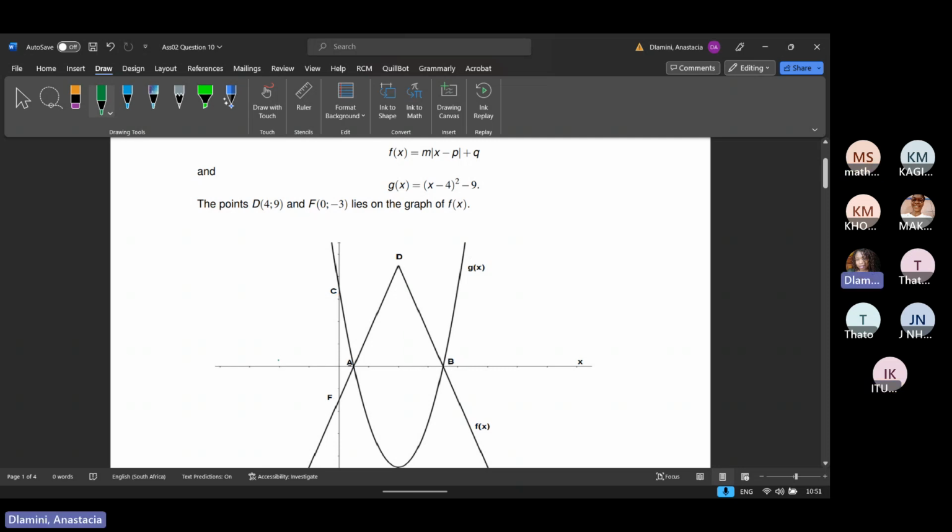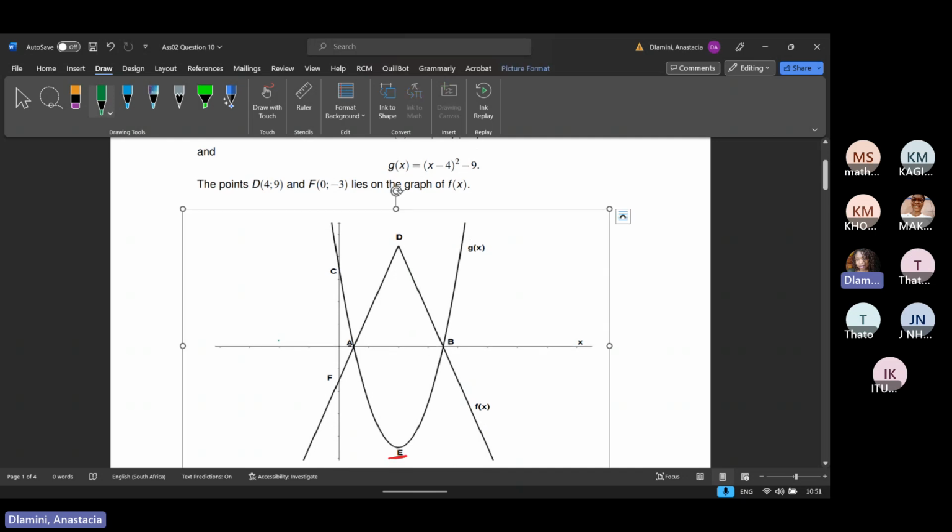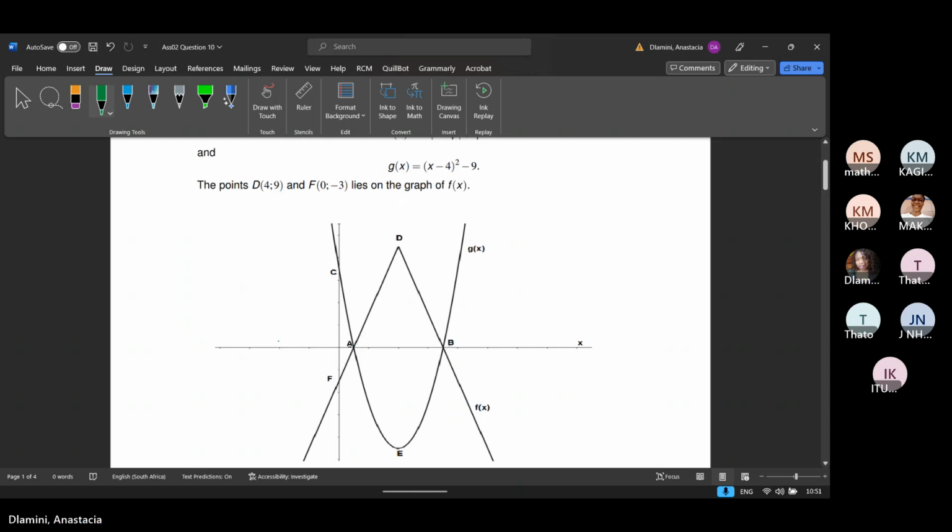Who doesn't understand? Remember, we will not all be together in the exam. Who doesn't understand how we found e to be 4 and -9? Okay, it means you all understand. Yes. But I'll still explain it for those who didn't attend.